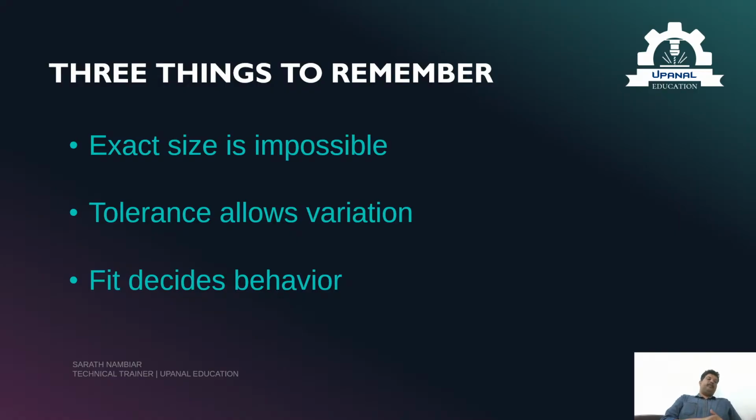Now let's summarize the entire session in 3 simple points. First, no machine can produce the exact size every time. There will always be small variations. Second, tolerance allows variation. Instead of fighting these variations, engineers allow a small controlled range. This makes manufacturing practical and economical.